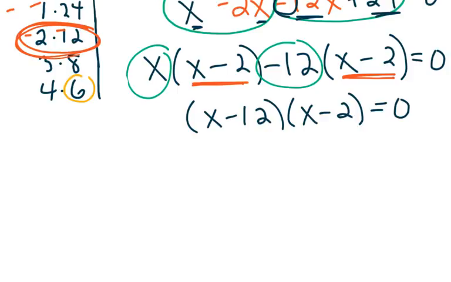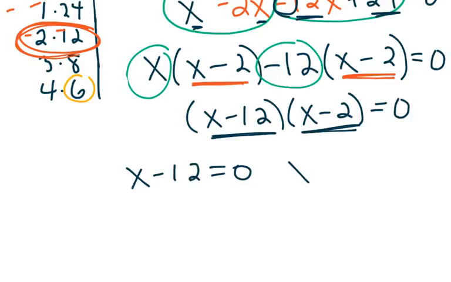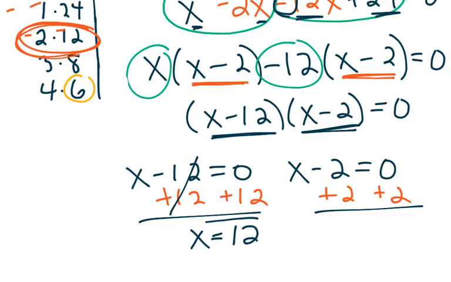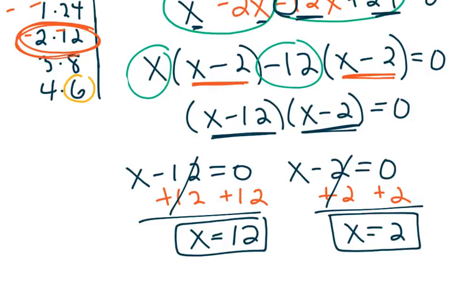Because now the last step is, if it's in factored form, we are going to take each factor and set it equal to 0. And then we're going to solve for x for each of those. So for here, I'm going to add 12. Here I'm going to add 2. And so I get x is 12. And I get x is 2.